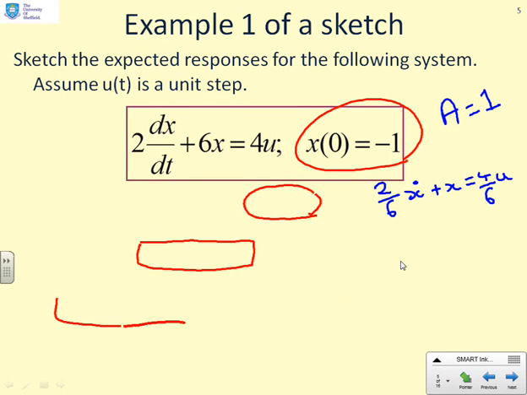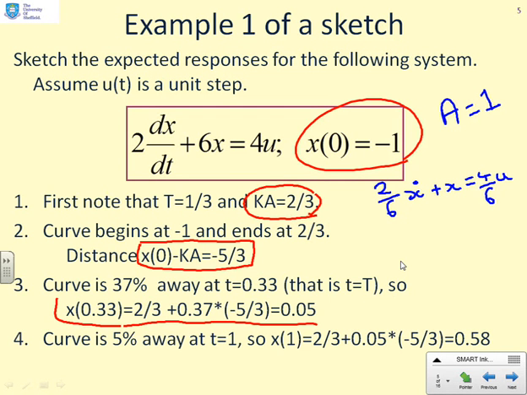So if you look at this calculation here, you'll see what we've done is we've said x at capital T, which is x at a third, equals 2/3, so that's kA, plus 0.37 times minus 5 over 3, and that gives you this answer here, 0.05. The next line is where I've done t equals 3T. So you'll see I've got x of 1 down here equals 2/3, again that's kA, but I've done 0.05 times d. So it's 0.05 times minus 5 over 3, and I get 0.58. So you'll notice I've simply carried out the computations as indicated on the previous slide.